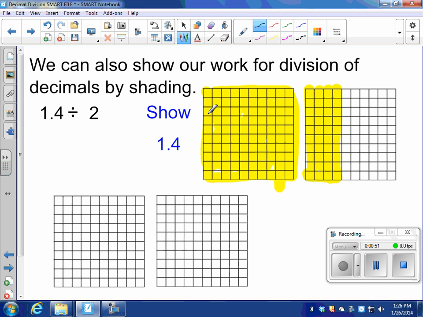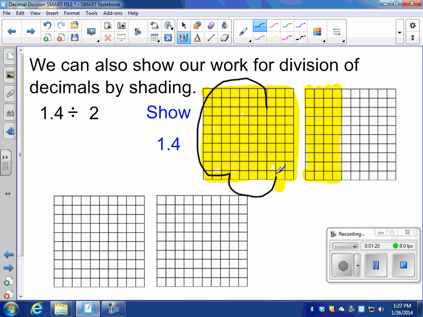So I want to divide my shaded portion into two groups. I'm just going to count how many tenths I have: 1, 2, 3, 4, 5, 6, 7, 8, 9, 10, 11, 12, 13, 14. Well, I know if I take 14 and I divide it into two groups, I get 7. So I've got 1, 2, 3, 4, 5, 6, 7, and I'm just going to draw a circle around that.